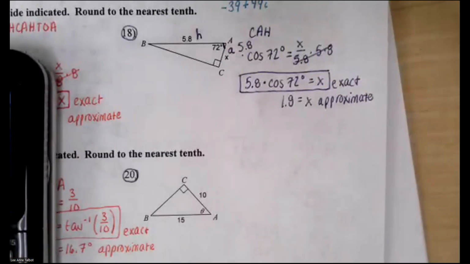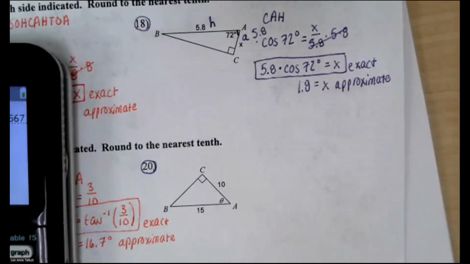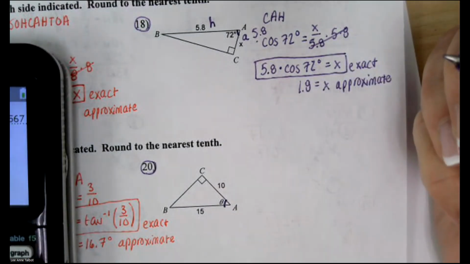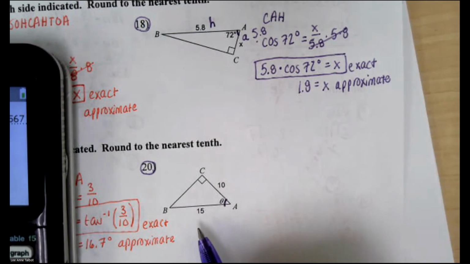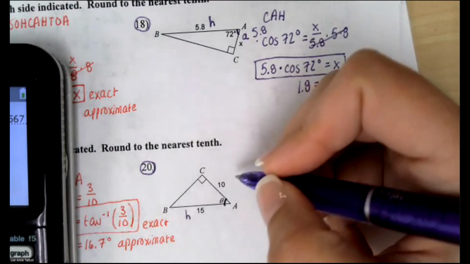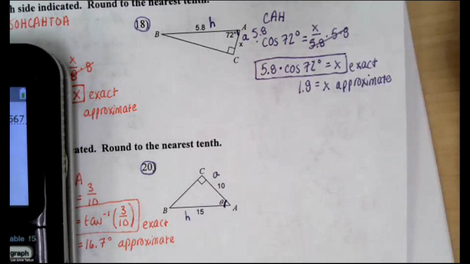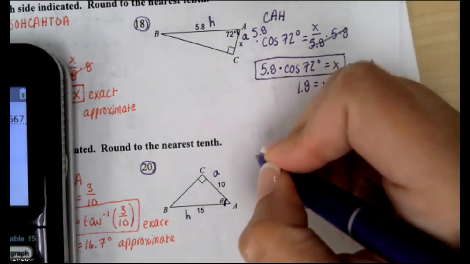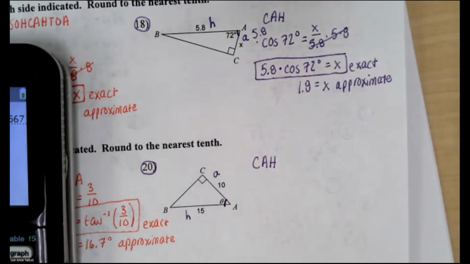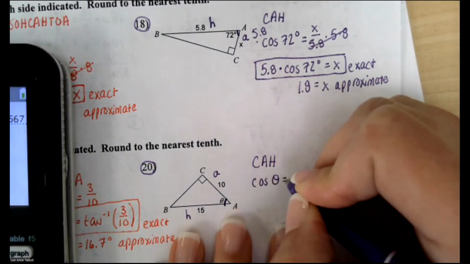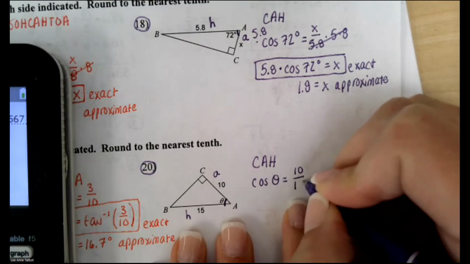Okay, scroll down to the next one. You have your angle theta here. 15, opposite, adjacent, or hypotenuse? Hypotenuse, beautiful. 10, opposite, adjacent, or hypotenuse? Adjacent. Which part of SOHCAHTOA is adjacent and hypotenuse? Cosine, CAH. Cosine theta equals adjacent over hypotenuse.